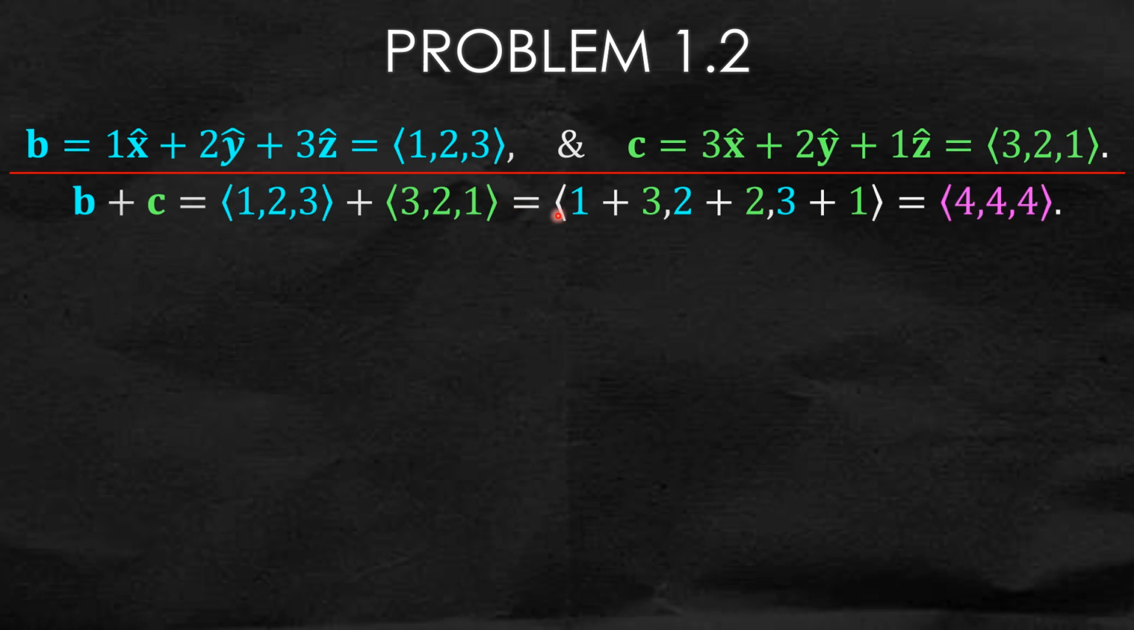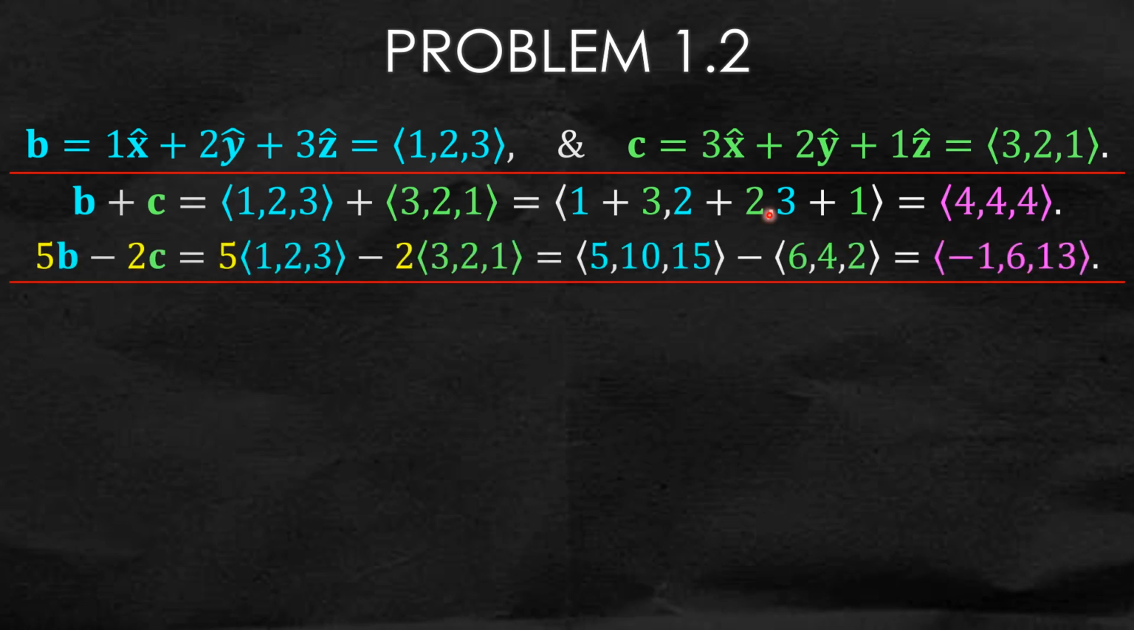Add them together, tells us that we're doing component-wise addition, so we end up with the resulting vector of 4, 4, 4. Scaled difference, we have to multiply the 5 in and the 2 in first, gives us two new vectors. And just like addition, we can take the difference component-wise. So 5 minus 6, negative 1, 10 minus 4, 6, 15 minus 2, 13. So we're good to go there.